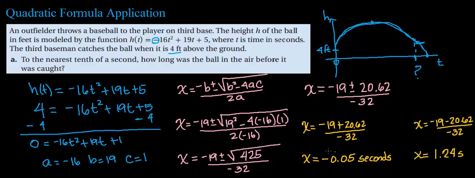Notice that you have a negative value for seconds and you have a positive value for seconds. So we know we can't have negative time. So we discard this answer. And the answer is 1.24 seconds. That's how long the ball was in the air before it was caught at 4 feet. 1.24 seconds. This is your final answer.